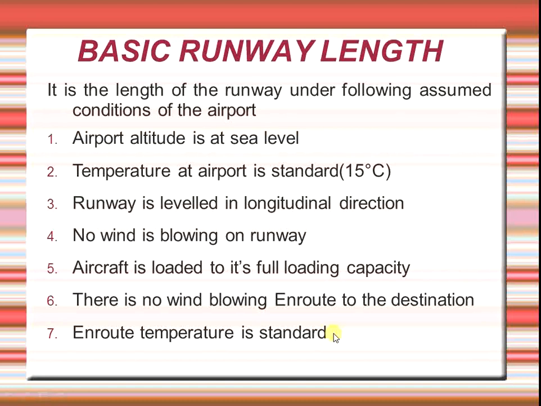for assuming and finalizing the runway length. The first is that the airport altitude is at sea level, and the temperature of the airport should be 15 degrees Celsius only. The runway is level in the longitudinal direction, or a straight direction. There is no wind blowing on the runway. Also there is no wind blowing en route or at the destination, and the temperature should be standard or controlled.